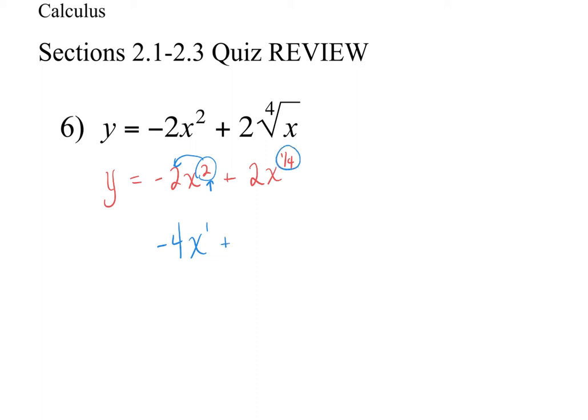Again, multiply by the exponent. 2 times 1/4 is 1/2. Subtract 1 from the exponent, -3/4. And then, of course, you want to simplify that. So y equals -4x plus 1 over 2x to the +3/4. And that would be your final answer there. Nope. I'm going to actually box it.